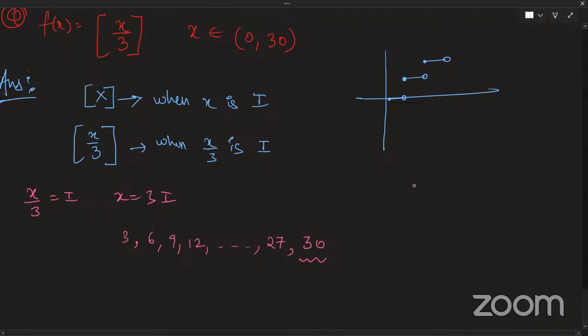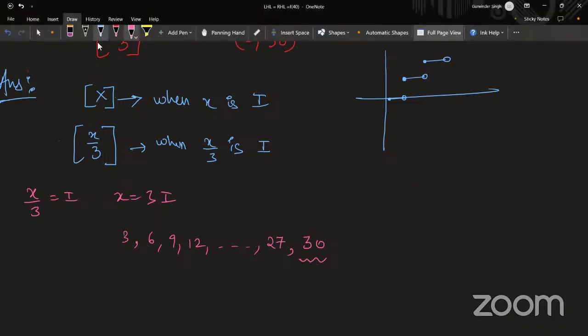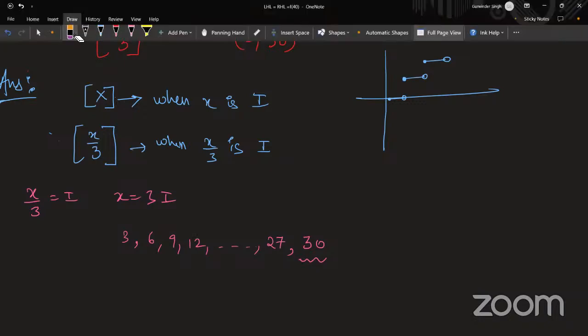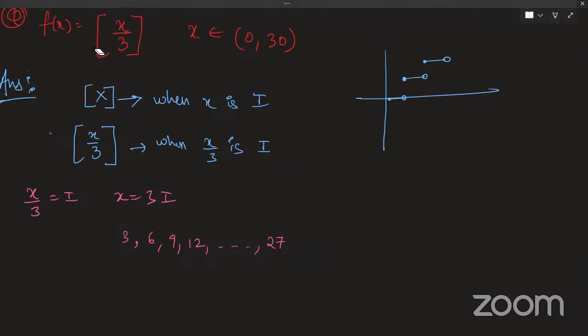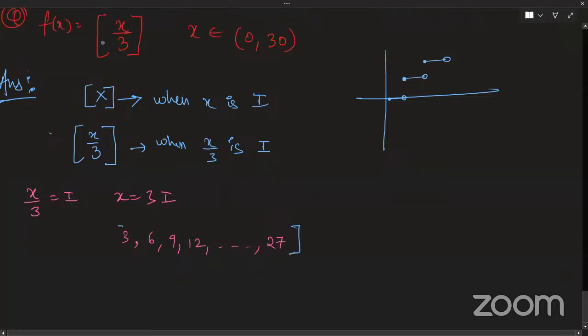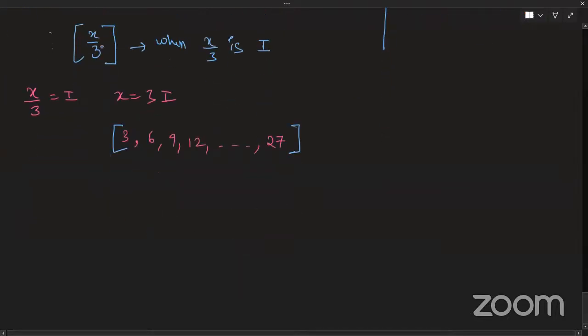Now let us look at 30. Is it included? No, sir. Great. If it is not included, it can't cause me any issue. So I only have these numbers 3, 6, 9, 12. How many numbers are there? 9 numbers, right? Yes, nine, sir. So I've got 9 discontinuities.